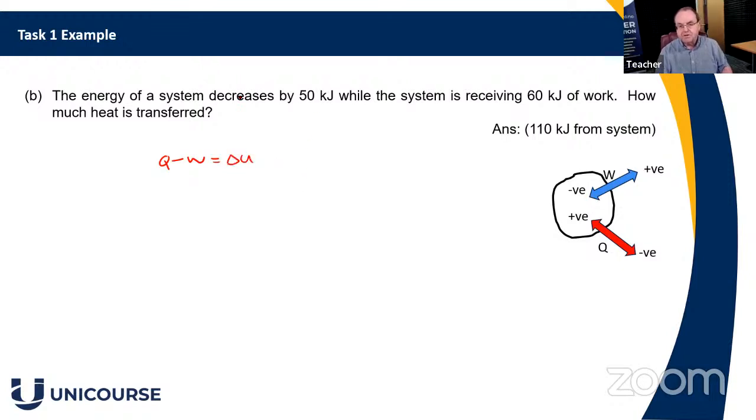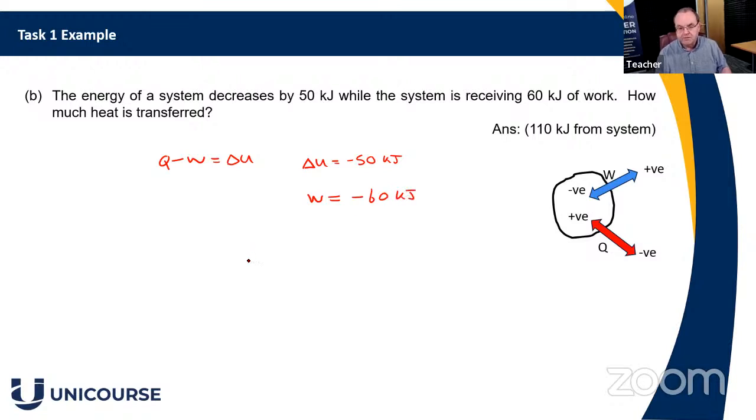So what have we got? Well, the energy of the system decreases by 50 kilojoules. So that means delta U is equal to minus 50 units, whilst it's receiving 60 kilojoules of work. So that means the work is going in. So work in is negative. So it's going to be minus 60 kilojoules.